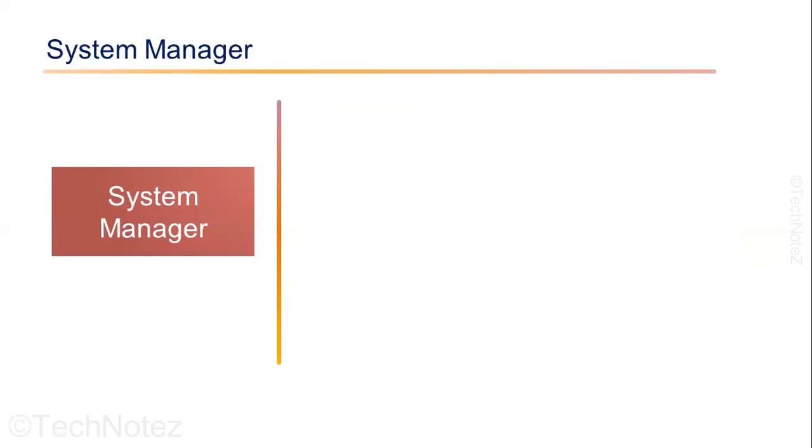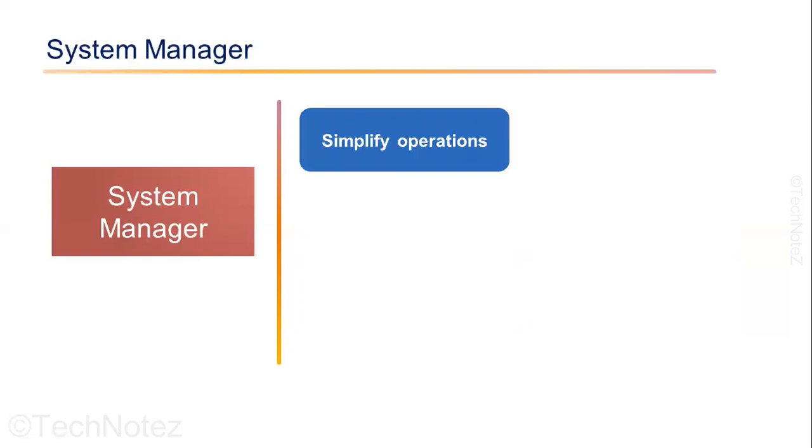Systems Manager brings lots of benefits for its users. Systems Manager helps you to simplify operations. AWS Systems Manager provides a single interface for managing your AWS resources and applications. That makes it easier to automate common operational tasks.